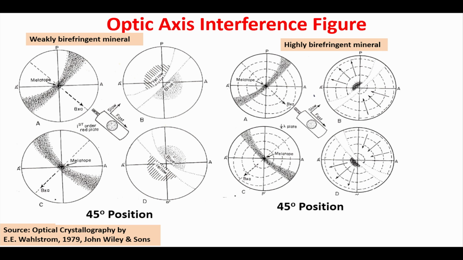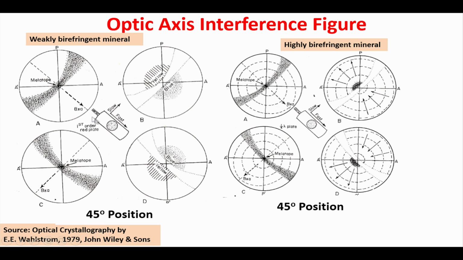Now, let us use this optic axis interference figure to determine the optic sign of a biaxial mineral. The same thing here: this is a weakly birefringent mineral and this is a highly birefringent mineral. We distinguish between these two by the distribution of the isochromes or isochromatic bands, which is present here and absent here. Other things remain the same. This is the convex side of the isogyre and this is the concave side.